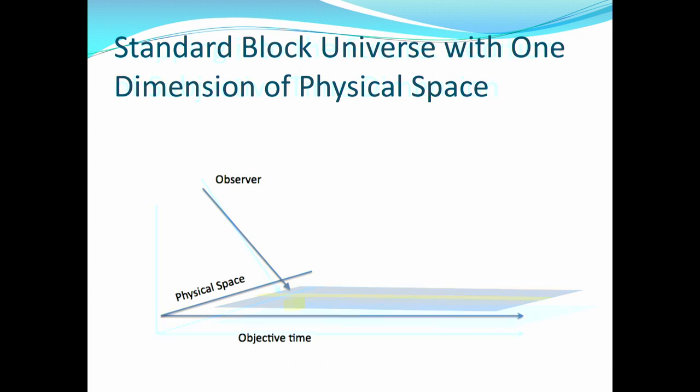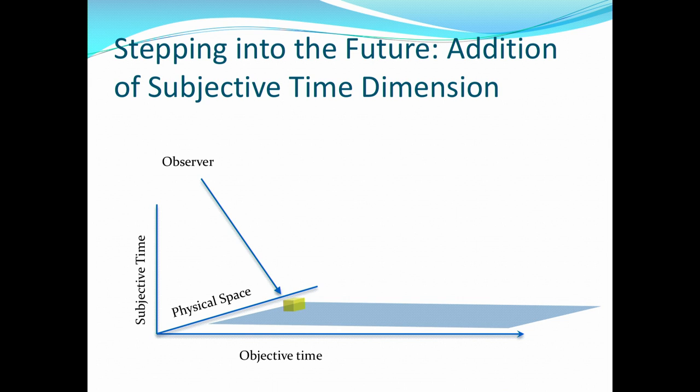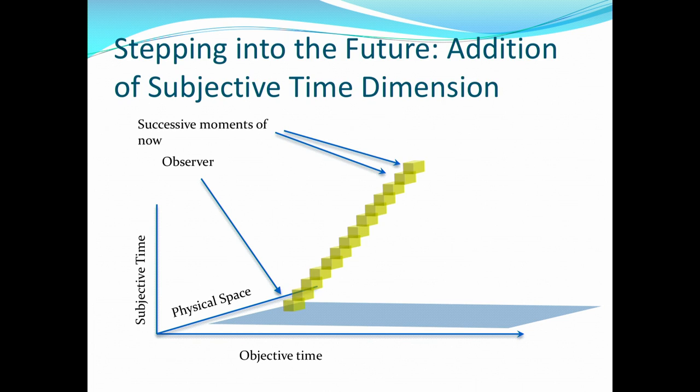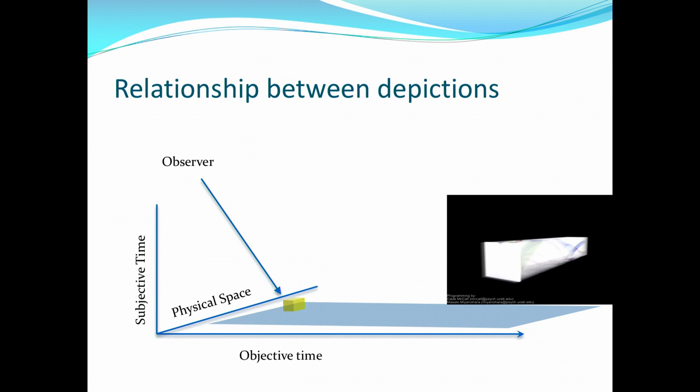But now, if we add a subjective dimension, it's possible to move through objective time relative to subjective time. So by the addition of an additional dimension, we now have both the opportunity for individual moments and also movement. So we've introduced the now into the model. Now notice you can see this as going up in the one, and each slice up corresponds to another slice in the block universe. So you can see the isomorphism of these two representational schemes.